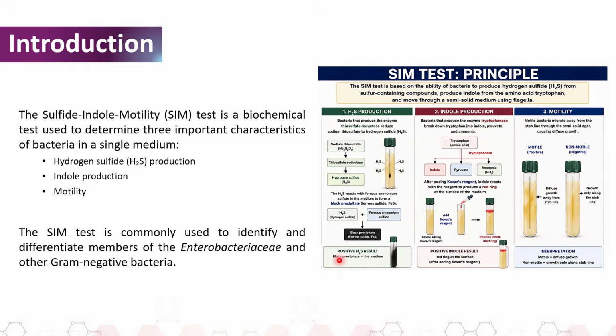So for a positive hydrogen sulfide result, there is a black precipitate in the medium as shown over here. And for the positive indole result, a red ring at the surface after adding the Kovac reagent is seen. And for a motile bacterium, there is a diffuse growth away from the start line, and for a non-motile bacterium, growth only occurs along the start line as shown in these two pictures.